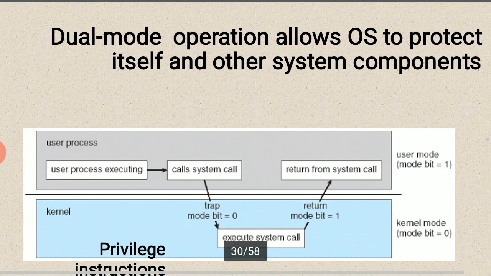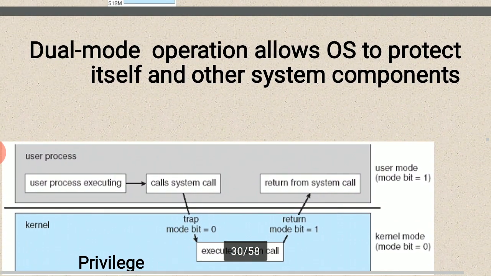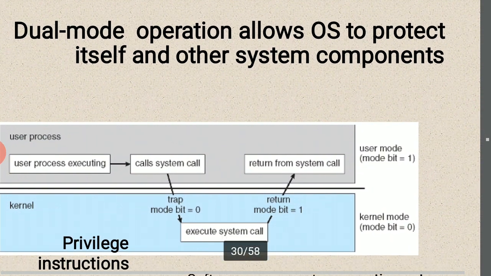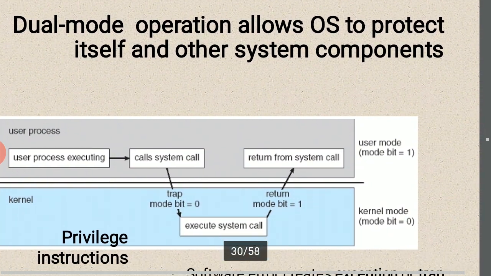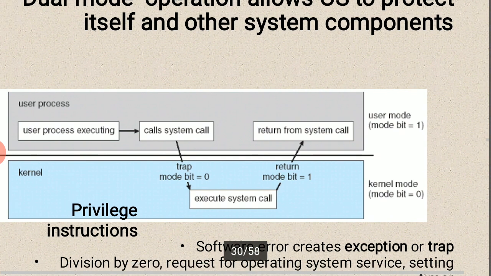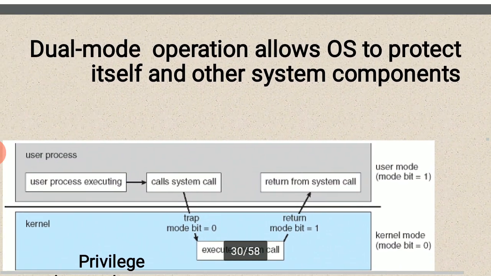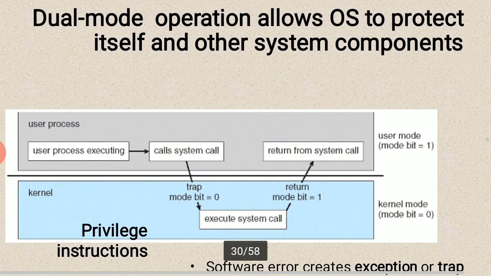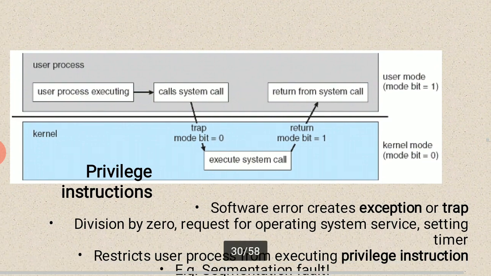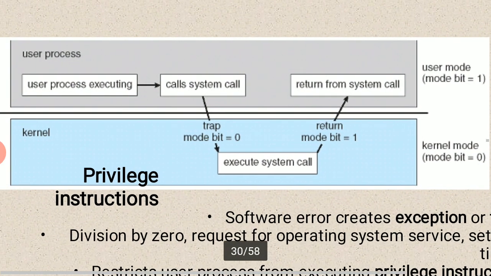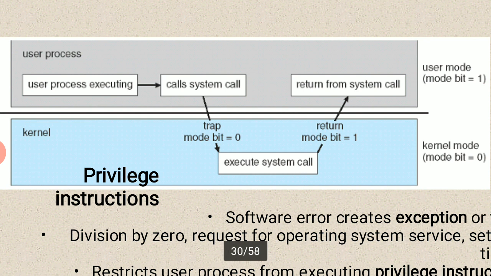So let's see this slide. Dual mode operation allows the operating system to protect itself and system components. Dual mode operation means two modes with one operating system: the kernel mode and the user mode.